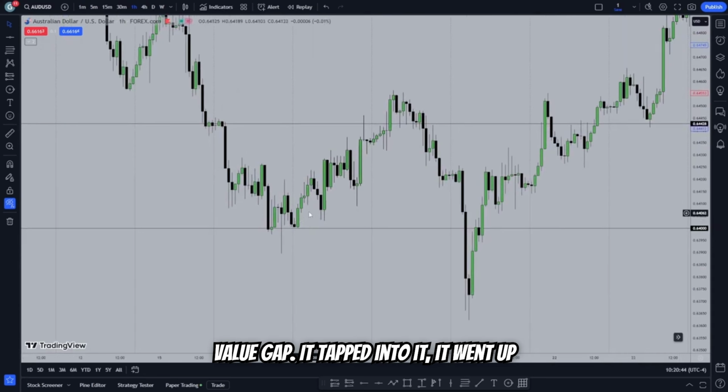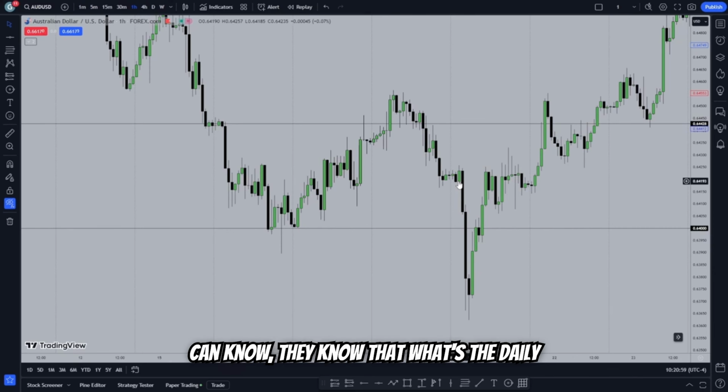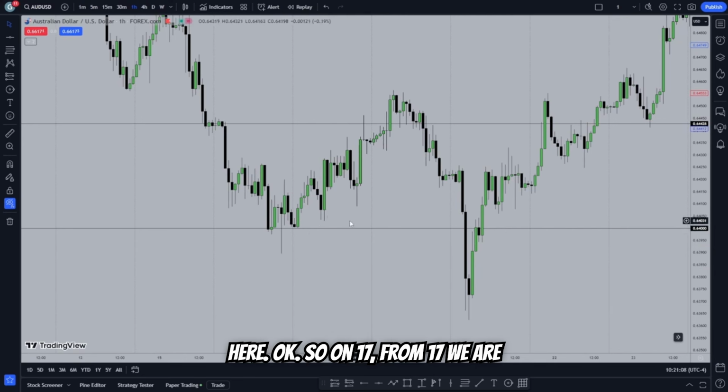There was this fair value gap, it tapped into it, it went up, and then it came down, tapped into this fair value gap, it went up, and on the next day it went up, and then it fell down till this fair value gap, and people were thinking that it will go up. Okay, the guys who trade daily bias, or who know what the daily bias is. But after that what will happen is on the next day it will fall down and take all the stop losses which are below over here. Okay, so from 17 we are bullish, your bias is bullish, but still you can get a loss on these types of days.